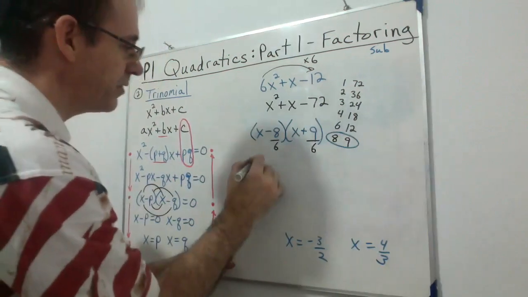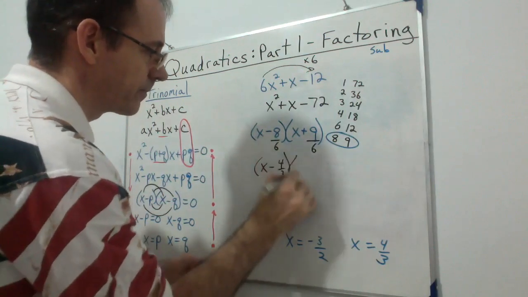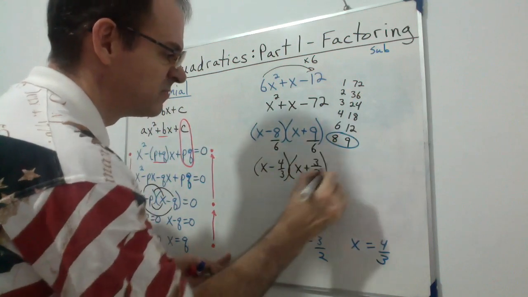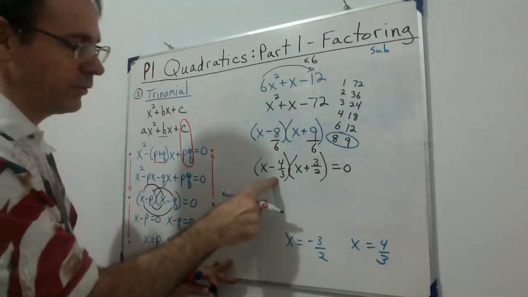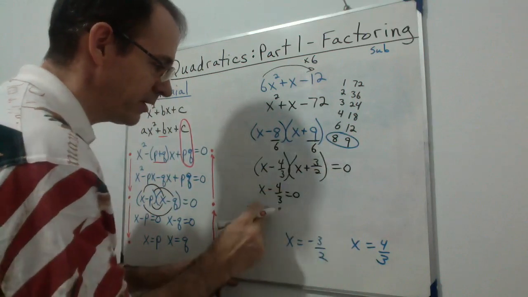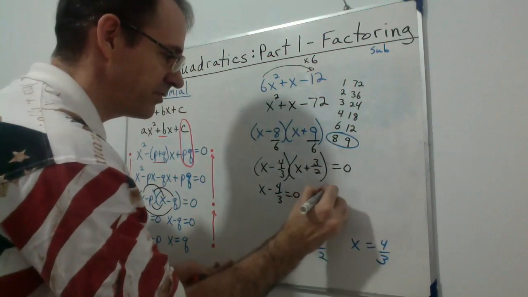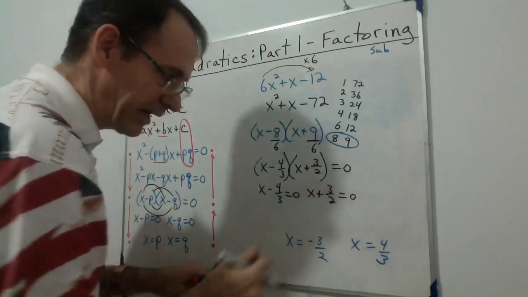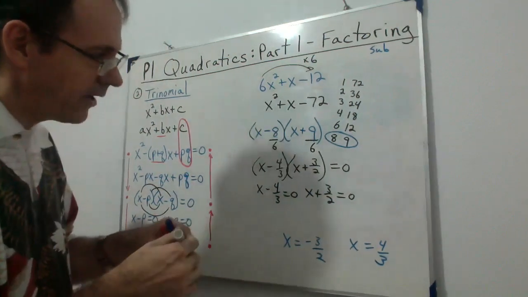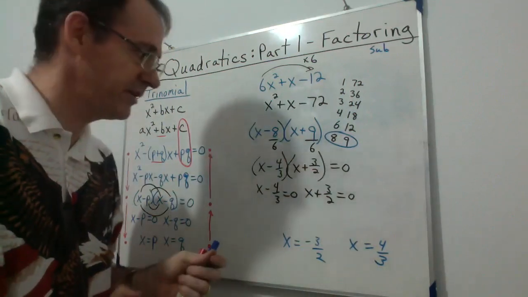So what you end up with is x minus, and that reduces to 4/3. This reduces to 3/2. And if you're solving it, what do you know? You get x minus 4/3 equals 0. You add 4/3 to both sides, and you get this one here. And if you have x plus 3/2 equals 0, you subtract 3/2 from both sides, and you get this one here, okay?